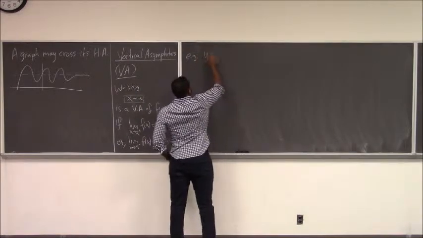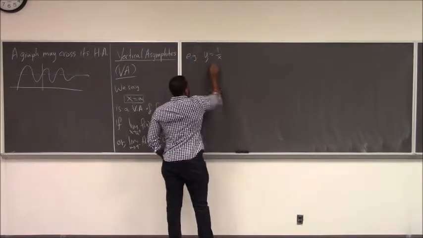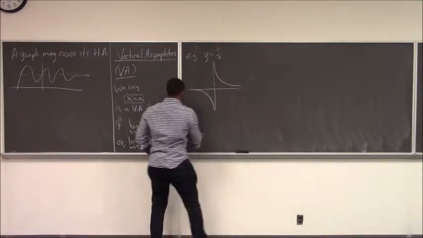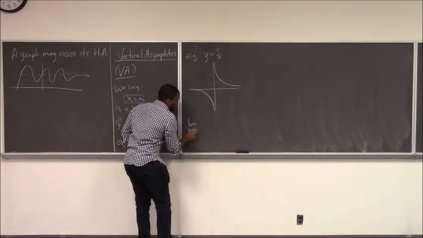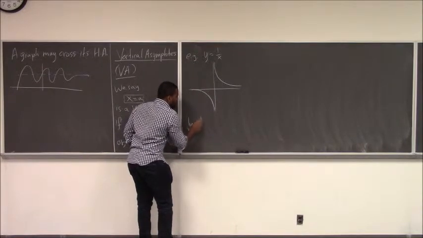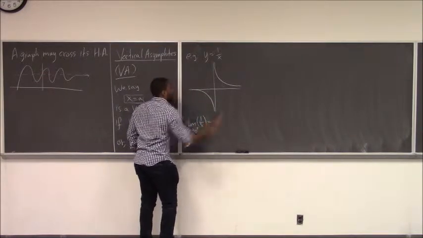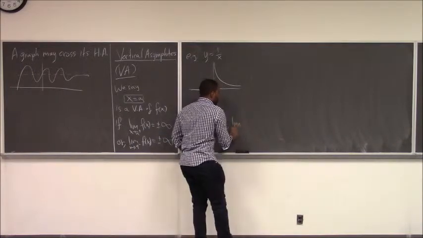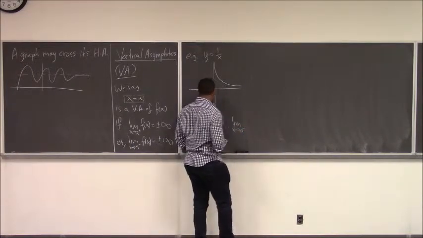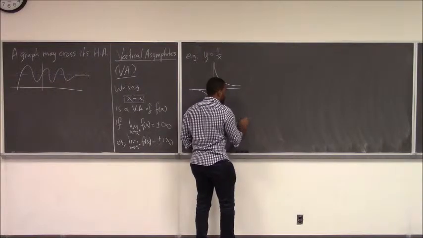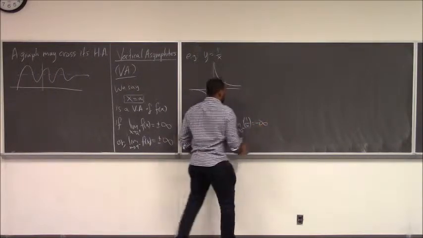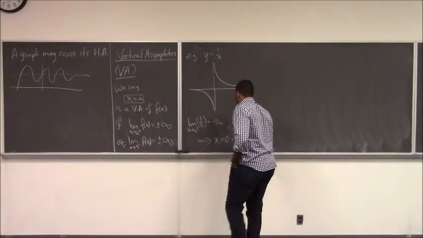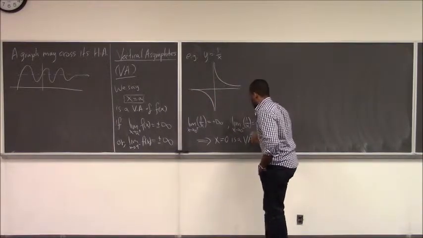So the example, y equals 1 over x, you'll notice that the limit as x approaches 0 from the right of 1 over x is going to give you positive infinity, while the limit as x approaches 0 from the left of 1 over x gives you negative infinity. You can therefore conclude that x equals 0 is a vertical asymptote.